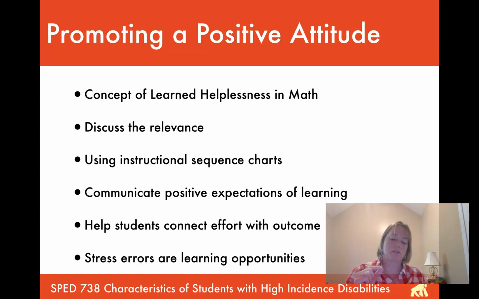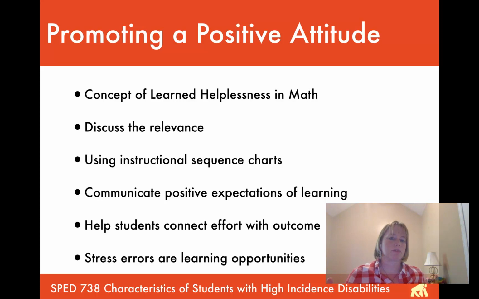And then one of the most important things we can do to break that cycle is to really teach on their level. The other thing we can do to promote that positive attitude is really make it relevant to their life. However you can do that, it's so important because it's going to become more concrete for them. They're going to get engaged in it more, and they're going to enjoy math more.